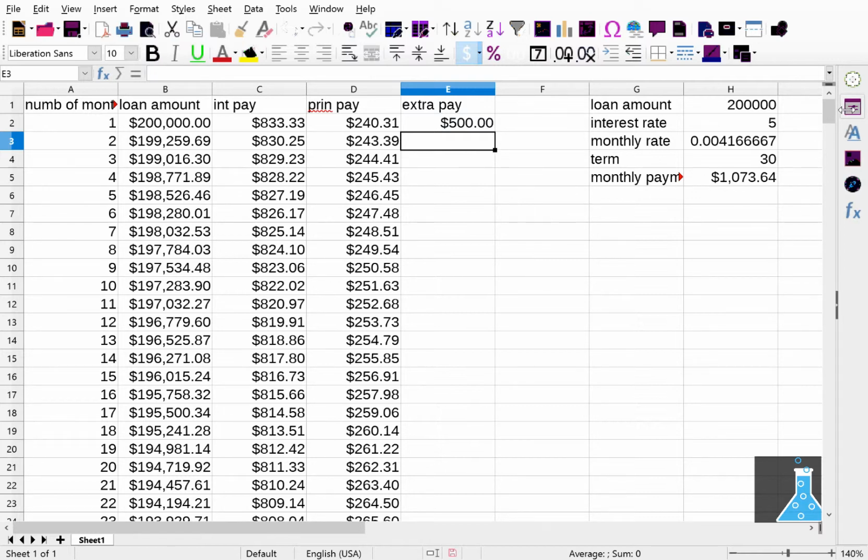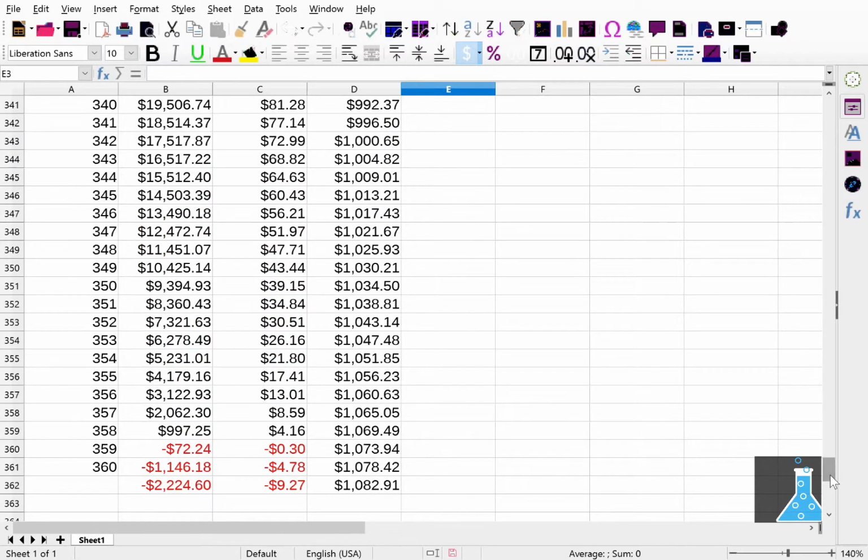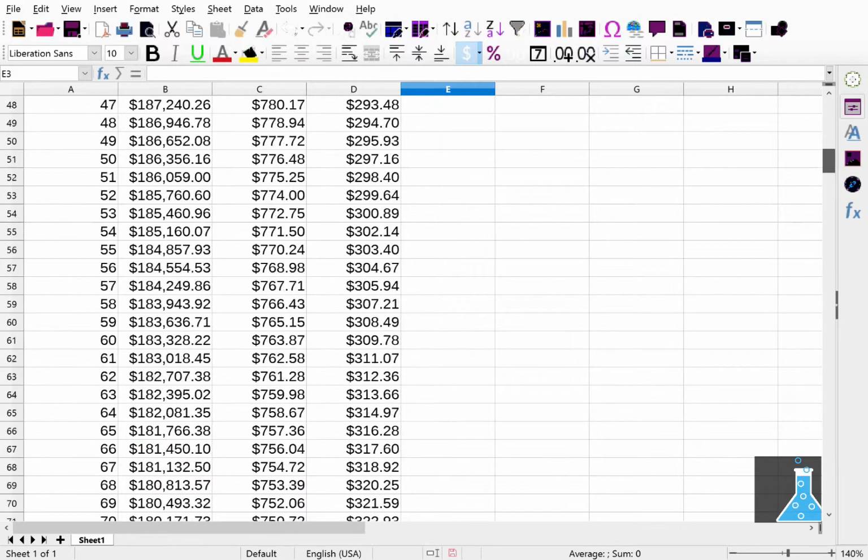If we scroll down to the bottom, we can see how much that will save us. Our mortgage payment is $1,073. If I go down to the bottom here, I can see that there are actually 2 months where I'm negative. So I paid it off 2 months early, basically saving myself $1,000 by putting $500 into extra principal at the beginning.